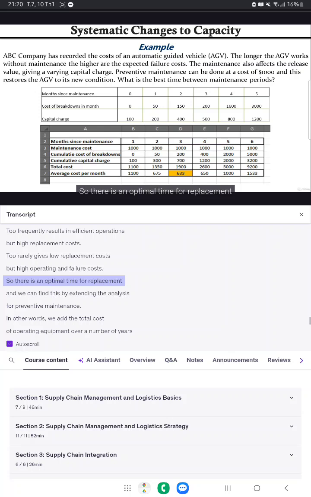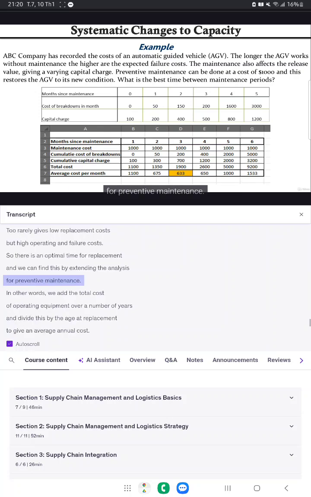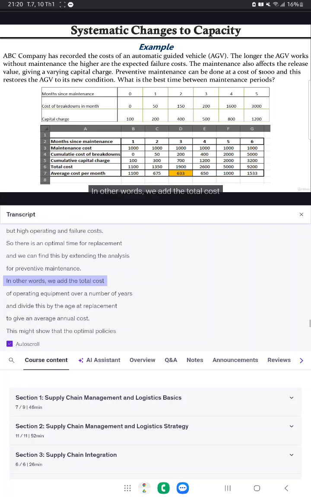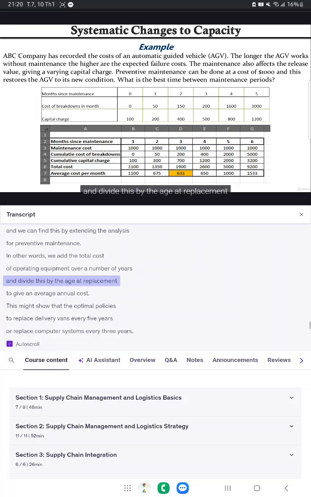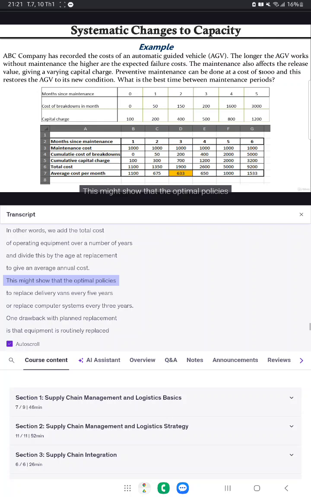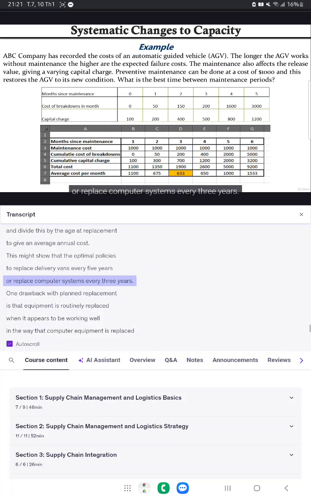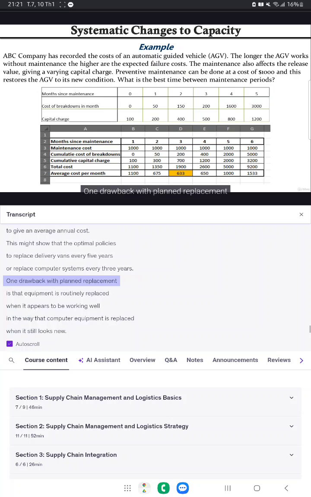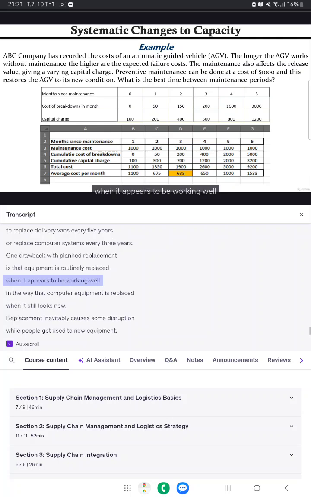So there is an optimal time for replacement, and we can find this by extending the analysis for preventive maintenance. In other words, we add the total cost of operating equipment over a number of years and divide this by the age of the replacement to give an average annual cost. This might show that the optimal policy is to replace delivery vans every 5 years or replace computer systems every 3 years.